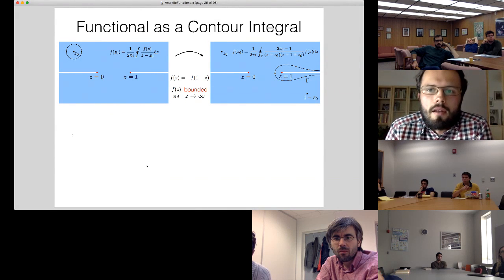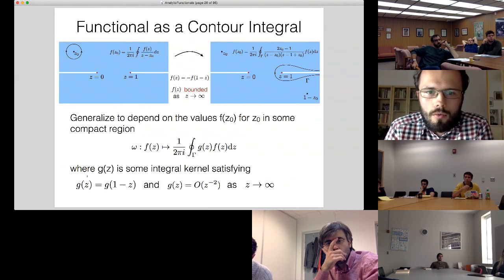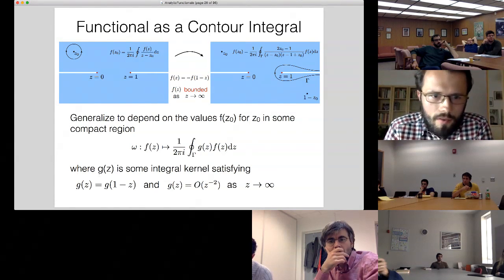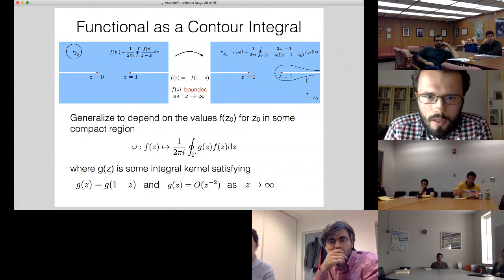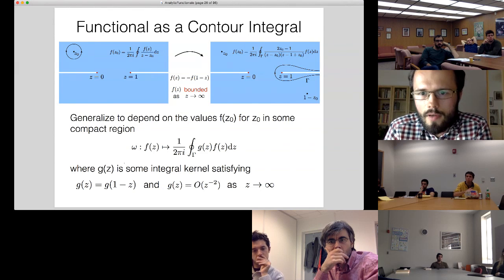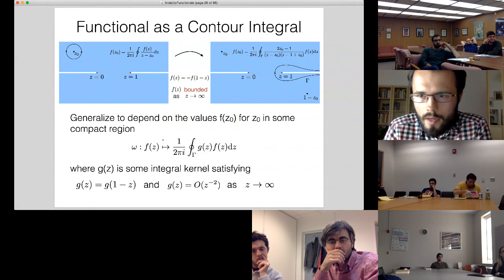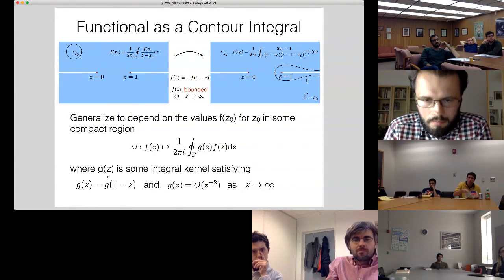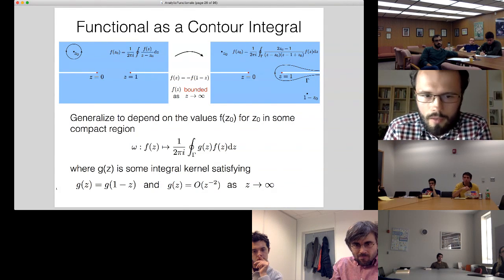Okay, but the most general functional, which depends on the values of the function in a certain compact region, can then be thought of in this way. We just need to generalize a little bit, and the only thing that we need to generalize is this integral kernel. So I call it g. We generalize the functional to depend on the values of the function f of z, where z0 lies in some compact region. So we have a functional omega which maps f to this contour integral, where contour gamma is shown in the upper right-hand picture, and the integral kernel g is now more general, reflecting the fact that the functional may depend on the value at various points.